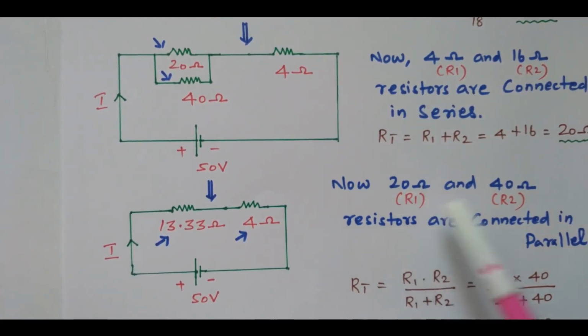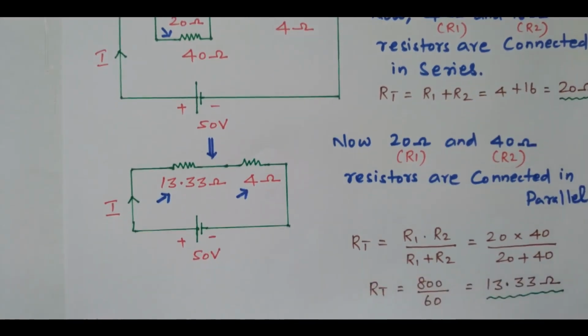See, this 20 ohm and 40 ohm are connected in parallel. What is the formula? RT equals R1 R2 divided by R1 plus R2. For simplification, we are taking this R1 and R2. There is no standard; for this combination, we are taking 20 ohm as R1 and 40 ohm as R2. So 20 into 40 divided by 20 plus 40. That is equal to 800 divided by 60, which is equal to 13.33 ohm.